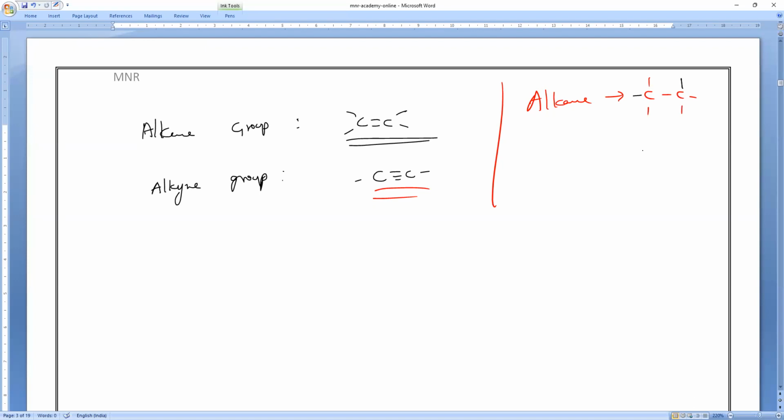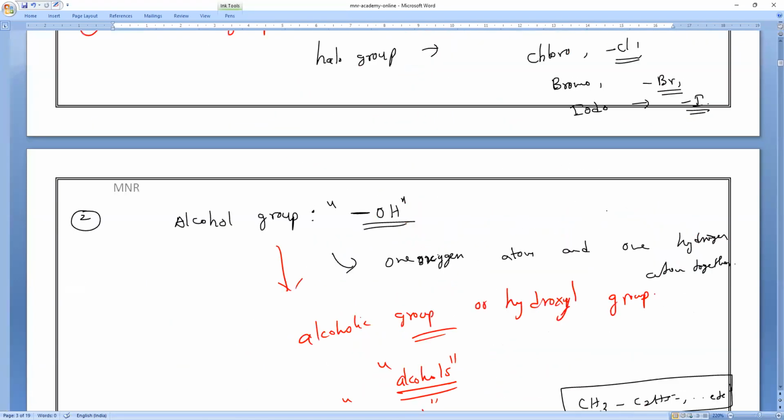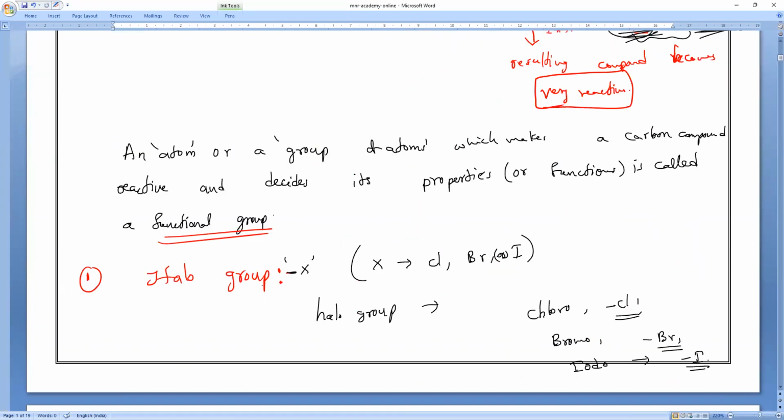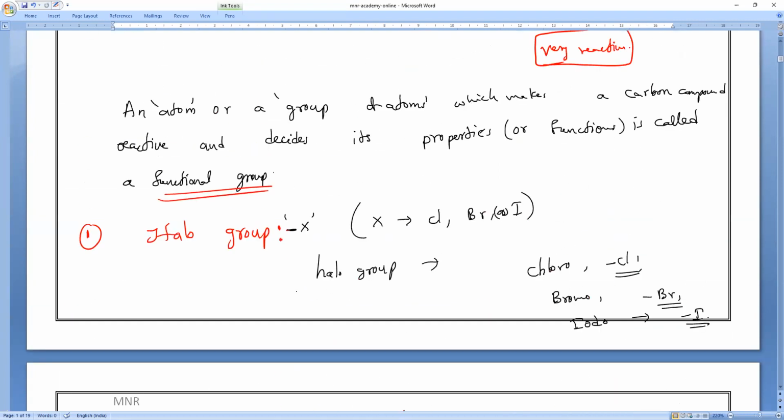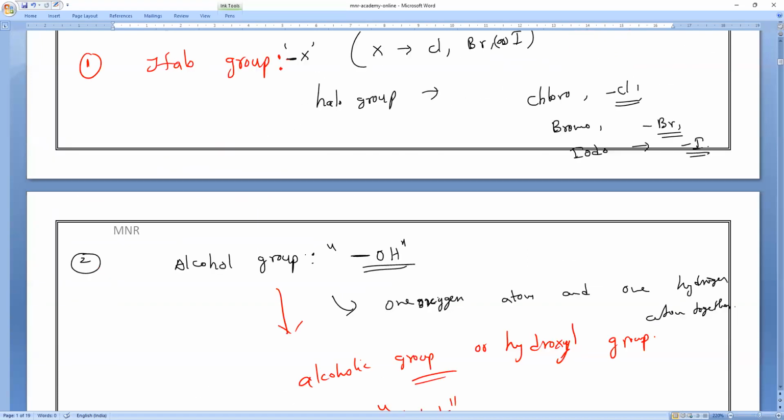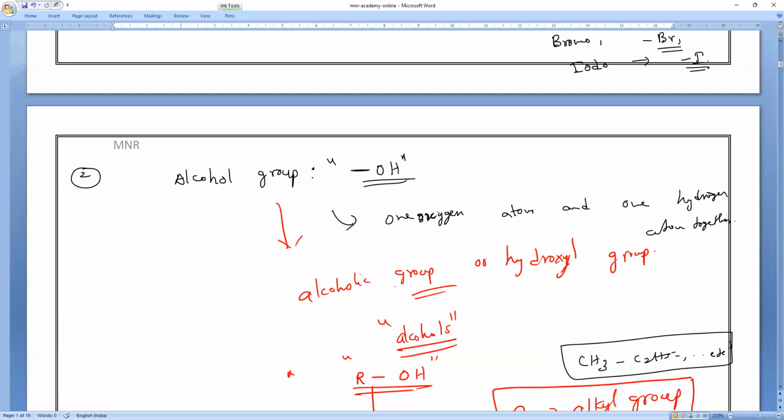So mainly, the first functional group is what? The halo group. What is that? Halogens replacing. That is what we call halo groups, either chloride or bromide or iodine. Next, the alcohol group. The alcohol group is also called a hydroxyl group: one oxygen atom and one hydrogen atom.